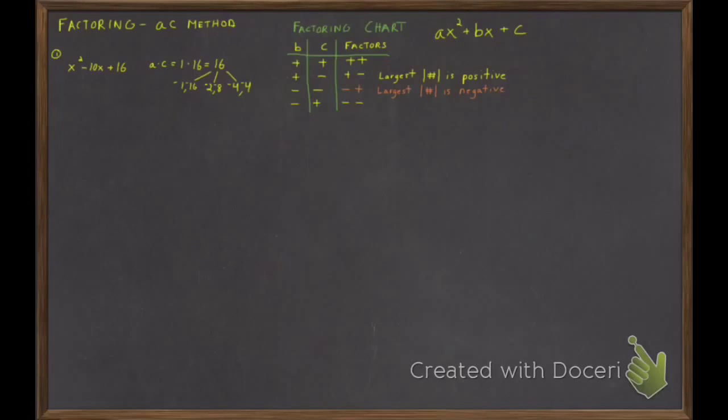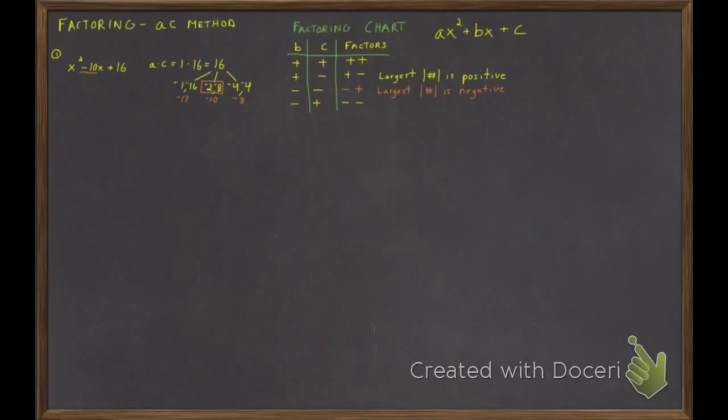Negative 1 plus negative 16 is negative 17. Negative 2 plus negative 8 is negative 10. And negative 4 plus negative 4 is negative 8. So when we look at these sums, which one equals our B value, which I'll underline right there? We're looking for negative 10. So we see that this has to be our choice.